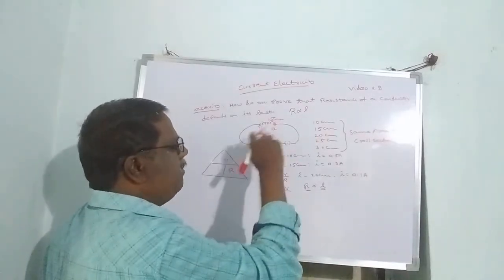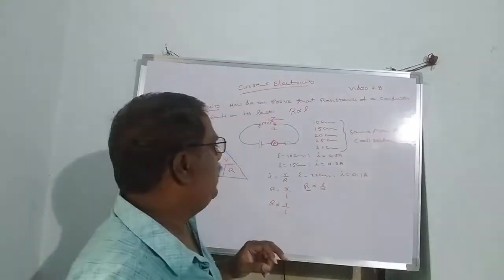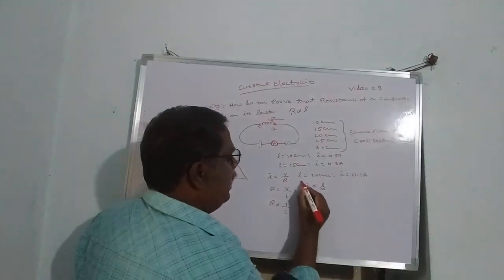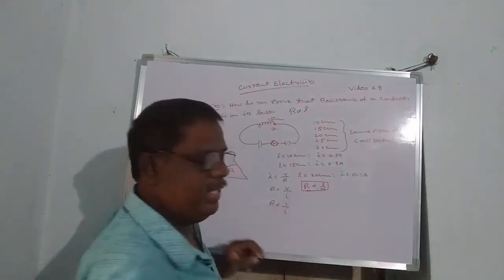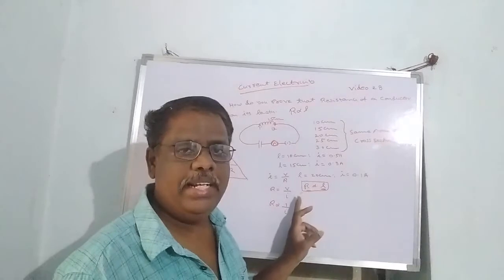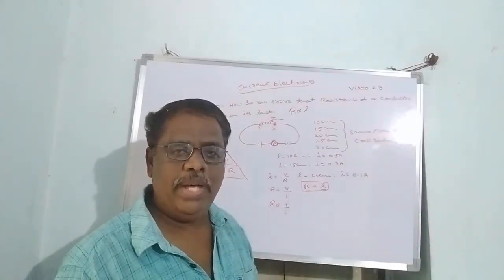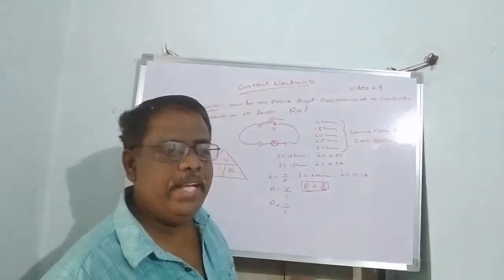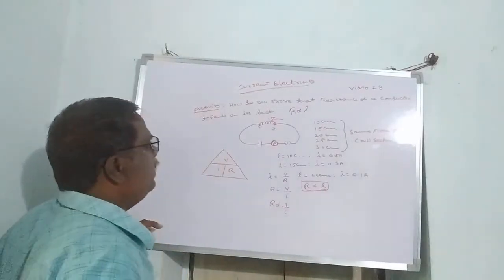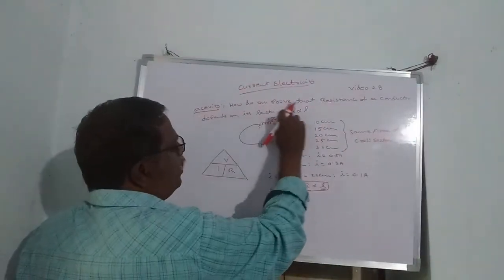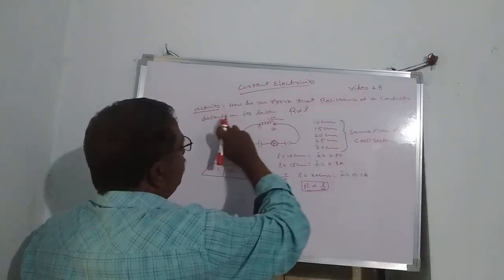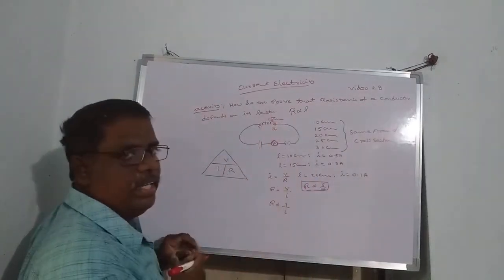So from this activity we can say that resistance is always directly proportional to length. That means if length increases, resistance also increases and the flow of current decreases. That's why the ammeter reading decreases. So once again, what is our activity? How do you prove that the resistance of a conductor depends upon its length?